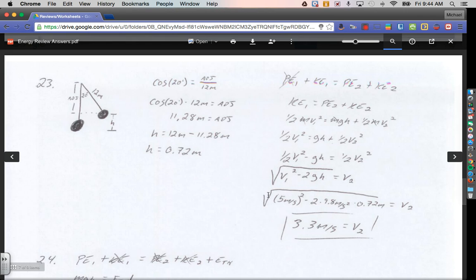Plugging in all my numbers, I get the square root of 5 squared minus 2 times 9.8 times 0.72. Once I put that in my calculator, I get that the wrecking ball will be moving 3.3 meters per second when it's at a 20-degree angle with the vertical.